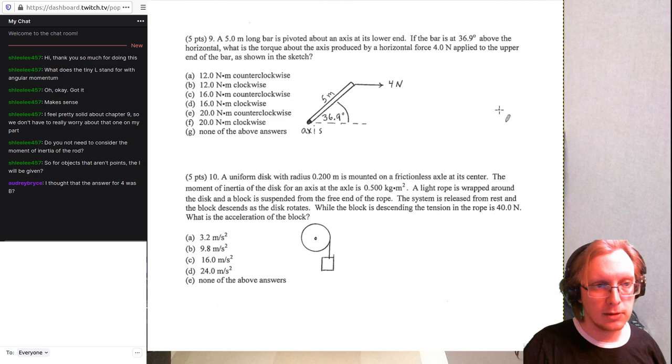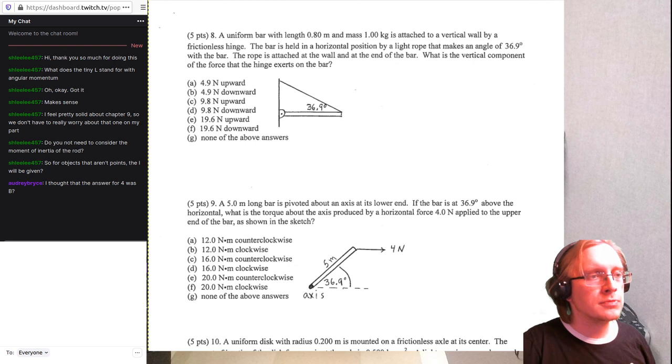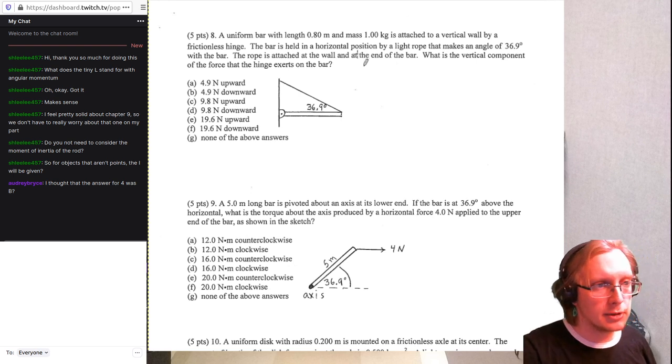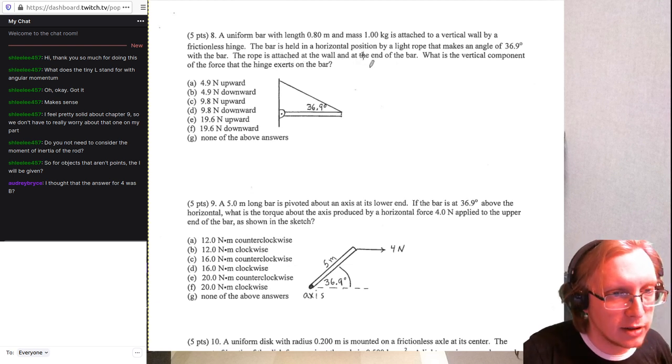Top page. A uniform bar with length of 0.8 meters and mass of 1 kilo is attached to a vertical wall by a frictionless hinge. The bar is held in a horizontal position by a light rope and makes an angle of 36.9 degrees with the bar. The rope is attached at the wall at the other end of the bar. What is the vertical component of the force that the hinge exerts on the bar?